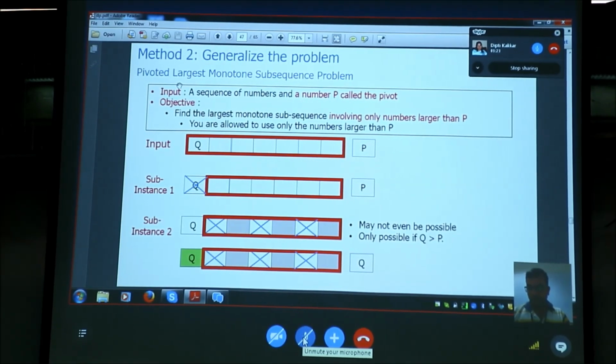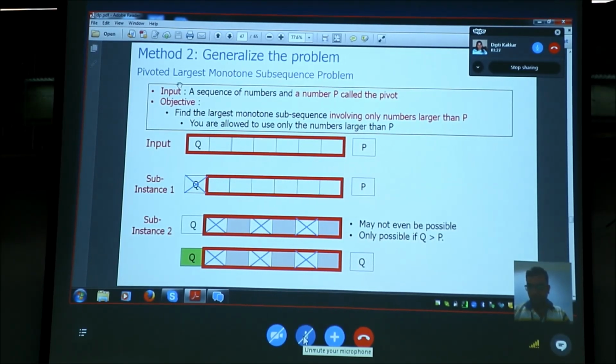So we defined this pivot at largest monotone. This problem. So is it really a generalization? Yeah, that's correct. So it's not really a generalization. As you can see, it's the same problem, right? Because given a sequence, this number p, we can as well go and kill initially itself all the numbers that are lesser than p and go back to the original one, right? That's all it's saying. So it's not really a generalization.